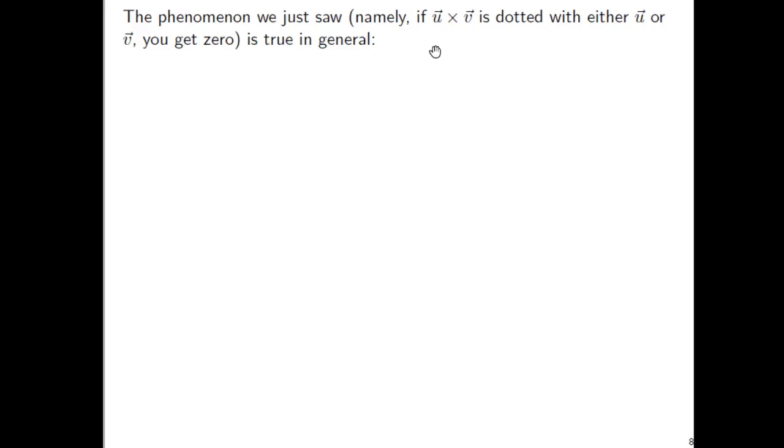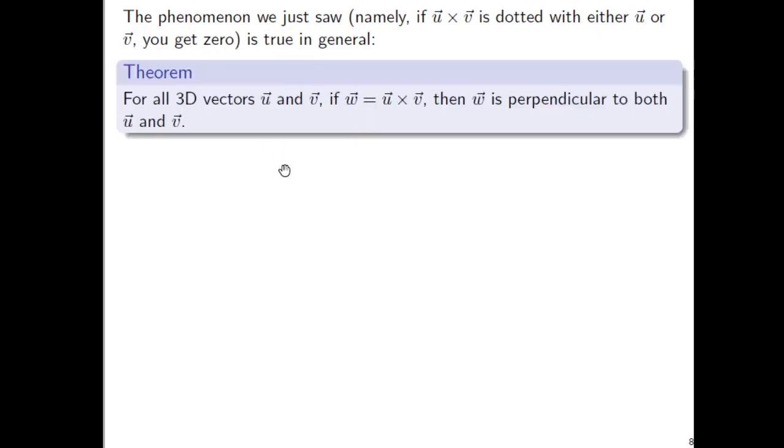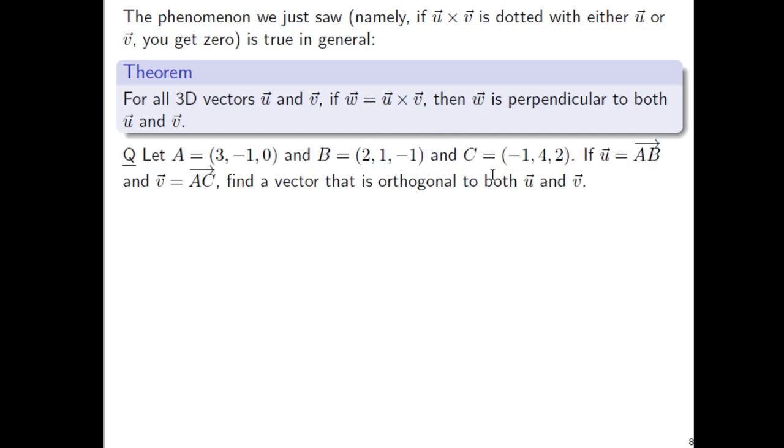Okay, so the phenomenon we just saw, namely, if u cross v is dotted with either u or v, you get the zero scalar. That's true in general. So what we end up getting, and this is really, I guess, the answer to the interactive question, is this theorem. For all 3D vectors u and v, if we define w to be the result of the cross product, then w is perpendicular to both u and v. Can you imagine this in three-dimensional space?